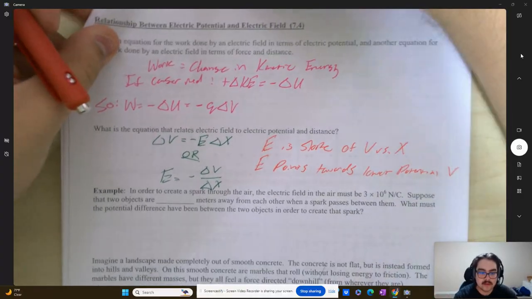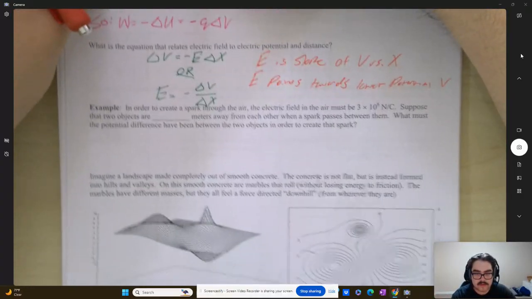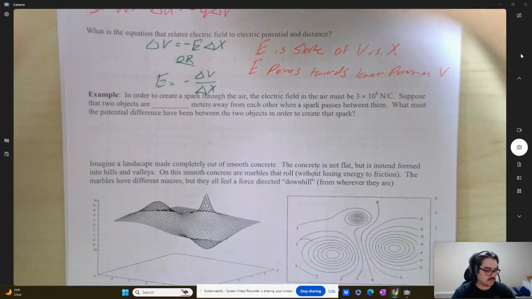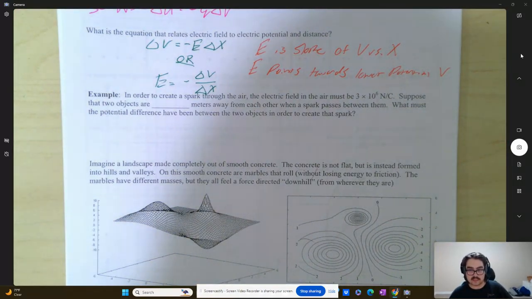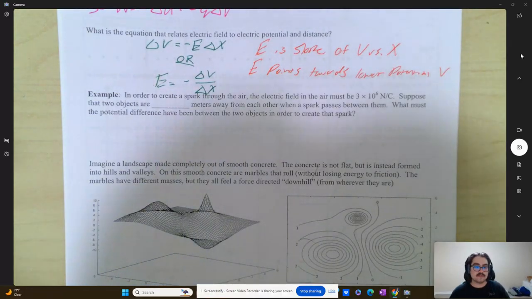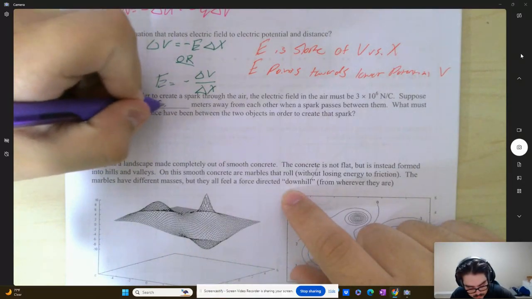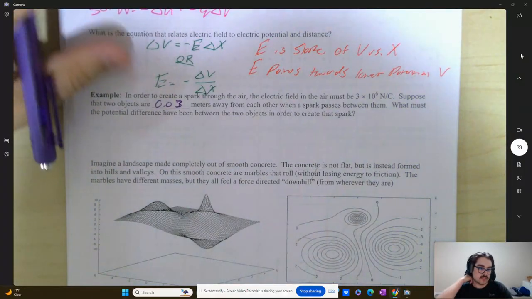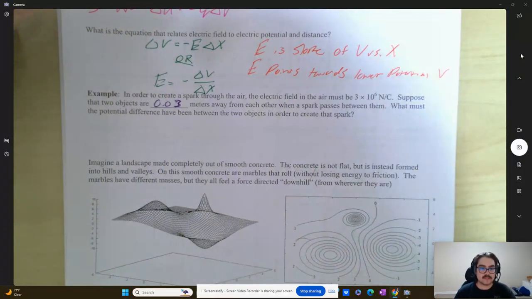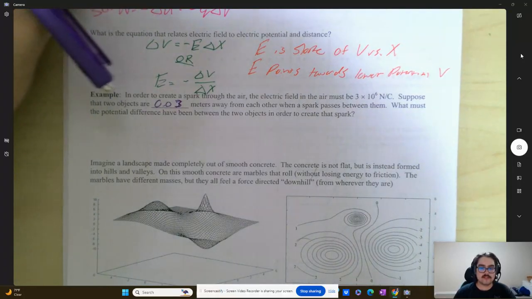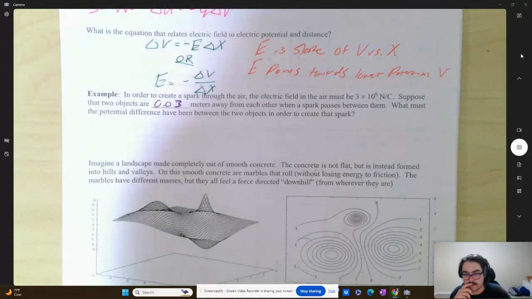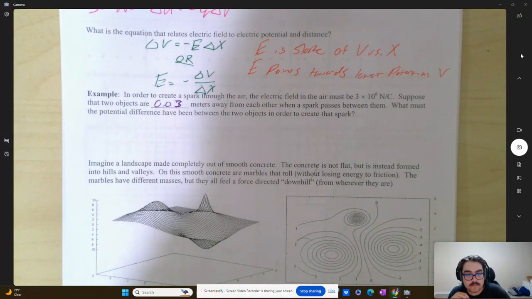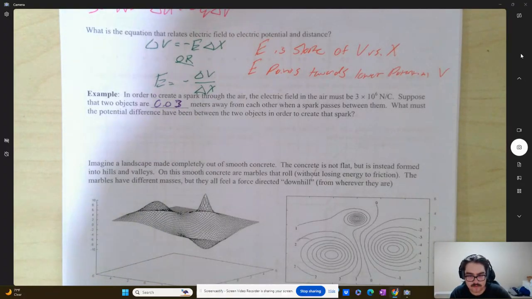In order to create a spark through the air, the electric field in the air must be 3 times 10 to the 6 newtons per coulomb. Suppose that two objects are 0.03 meters away from each other, and a spark passes between them. What must the potential difference have been between the two objects in order to create the spark?